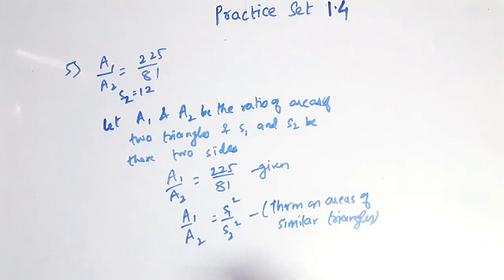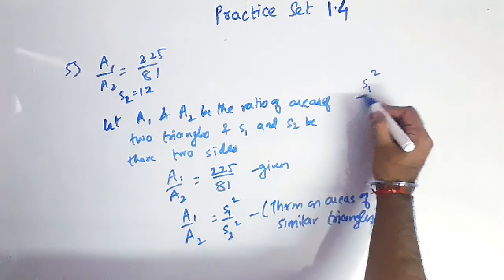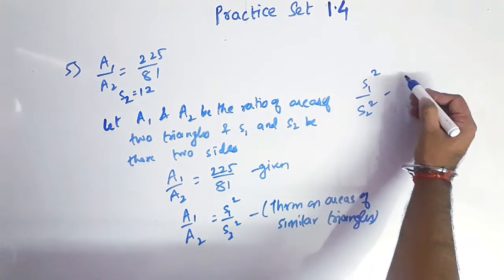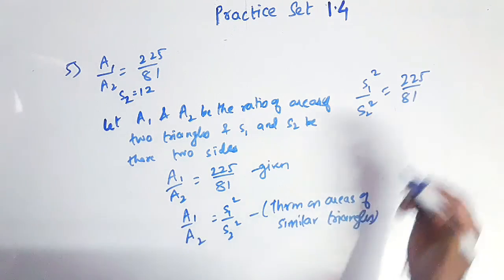Okay, so A1 upon A2 equals S1 square upon S2 square. Here they have given the side of the smaller triangle, which is 12. So we have to find the side of the bigger triangle. So I can write S1 square upon S2 square is equal to 225 by 81.